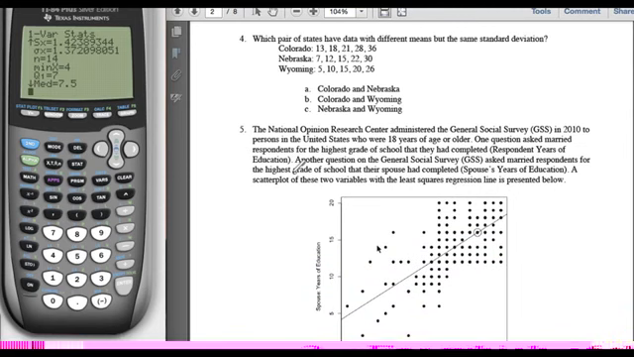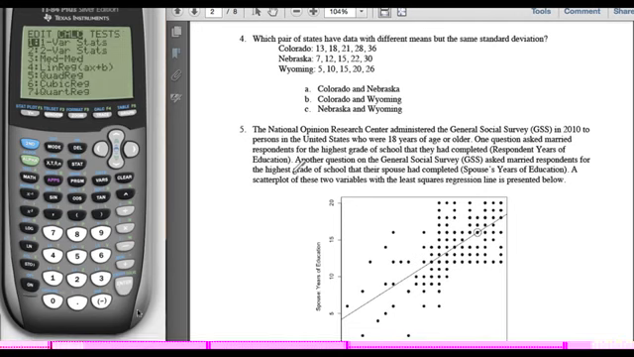Similar idea on number 4, which pair of states have data with different means but the same standard deviation? So Colorado and Nebraska, Colorado and Wyoming, or Nebraska and Wyoming. I can calculate the mean and standard deviation for each state and compare. So I'm going to get this data in. I go to Stat, Edit. To get this old data out, I hit Up, Clear, and Enter. Just entering the Colorado data in. Go to Stat, Calc, 1-Var Stats.